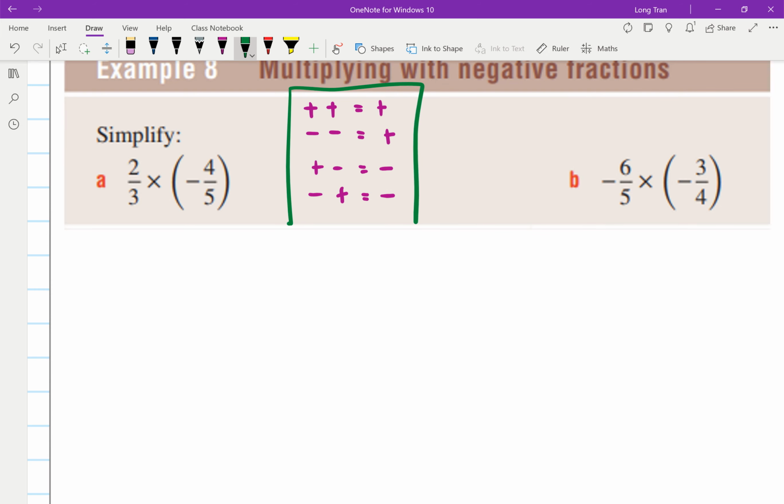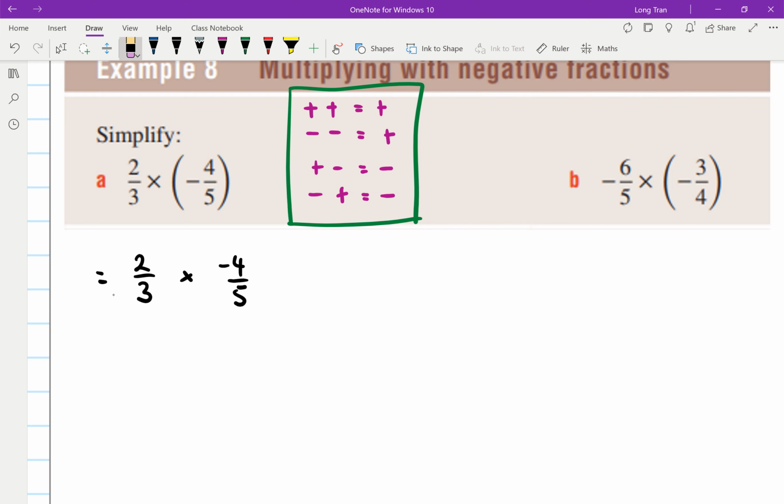Now that chart will apply differently with multiplication and division. It will feel different than addition and subtraction. So here we go. We're going to do this example where we're doing 2/3 times the negative of 4/5. You can see that this is my multiplication, so that's my question. You write down your question.